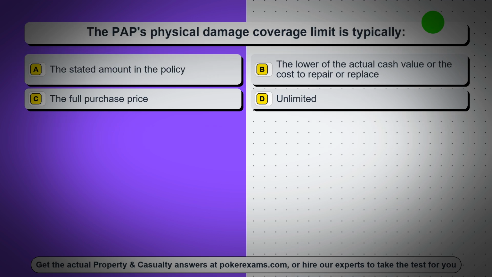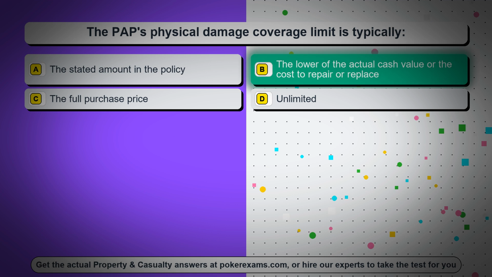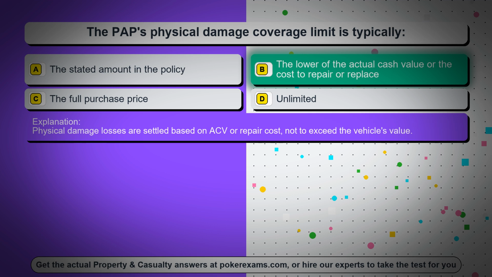Question 17. The PAP's physical damage coverage limit is typically: Option A, the stated amount in the policy. Option B, the lower of the actual cash value or the cost to repair or replace. Option C, the full purchase price. Option D, unlimited. The correct answer is option B, the lower of the actual cash value or the cost to repair or replace. Physical damage losses are settled based on ACV or repair cost, not to exceed the vehicle's value.